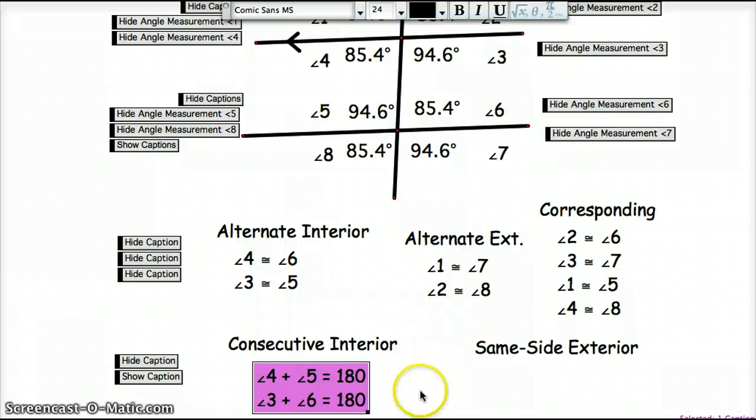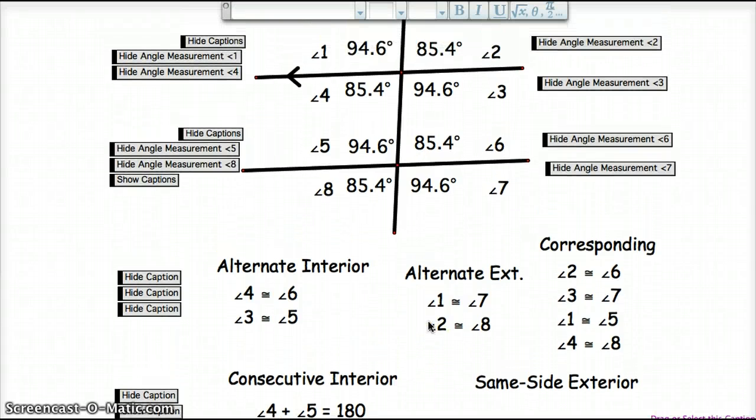Okay? What about same side exterior angles? That's kind of like our consecutive interior angles, but they're not consecutive. So same side exterior, which we didn't talk a whole lot about in class today, but angle 1 and angle 8 are same side exterior: outside, same side of the transversal, outside of the two parallel lines.